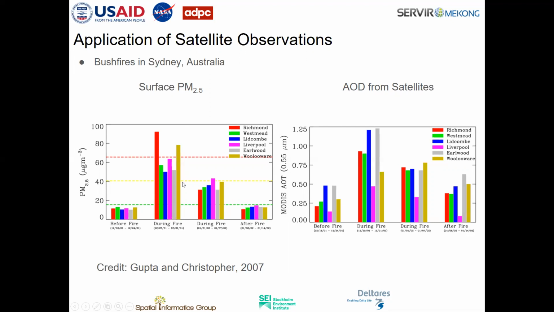During the fire, it creates a lot of smoke, right? A lot of PM2.5. This is the surface PM2.5. And look on the right, the AOD data says the same. That means we can do something with the AOD. We can estimate the PM2.5 from this AOD data.